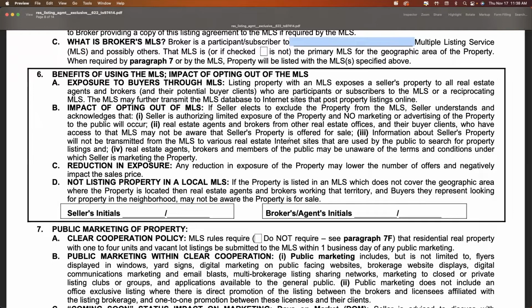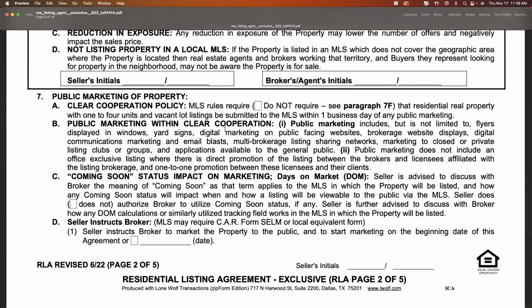Now, if I do decide to start marketing it because we've excluded it, the day after the first marketing happens, the day after a sign goes up, the day after I do an open house, the day after I door knock it, the day after I make phone calls, I have to put it in the MLS as active or coming soon. One day after I take that action of marketing it. Okay. So here we're going to talk about that public marketing of the property.